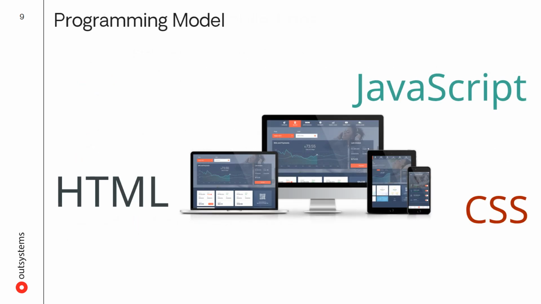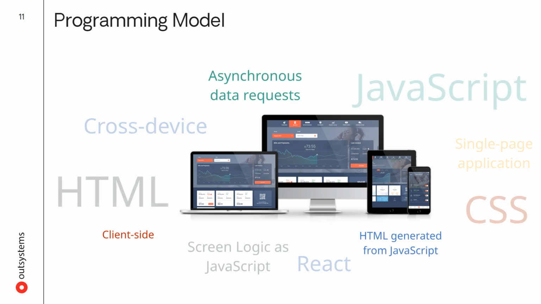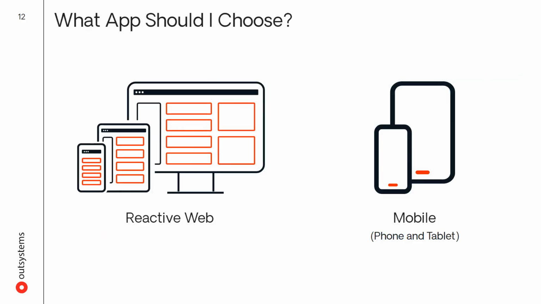Behind the scenes, the OutSystems platform will take your low-code app and generate the corresponding HTML, CSS, and JavaScript, all based on recent standards and technologies. This single-page application uses React.js and can run on several different types of devices. At runtime, JavaScript will generate the HTML elements and will also execute the client-side logic, while data is fetched asynchronously when needed. We've seen that to leverage modern technologies and create awesome, rich user interface and experience, OutSystems provides both reactive web and mobile apps.